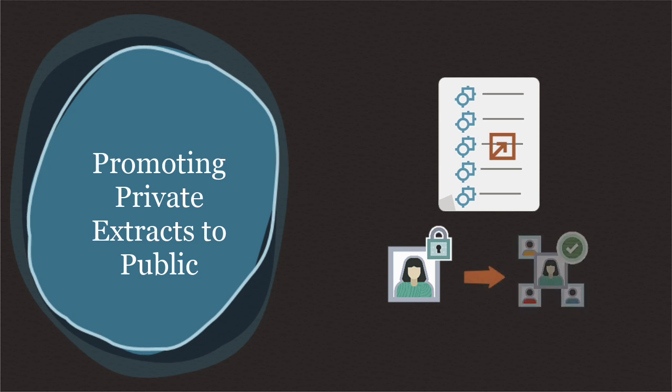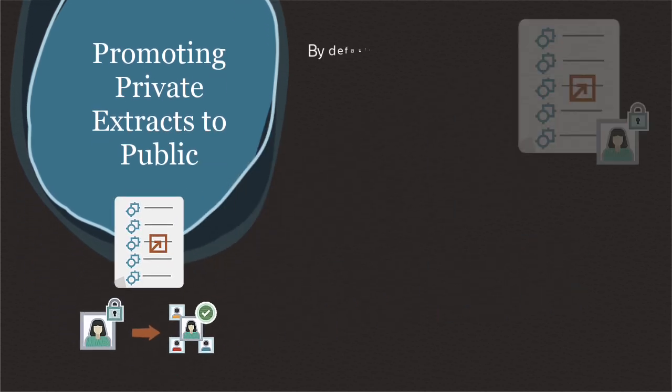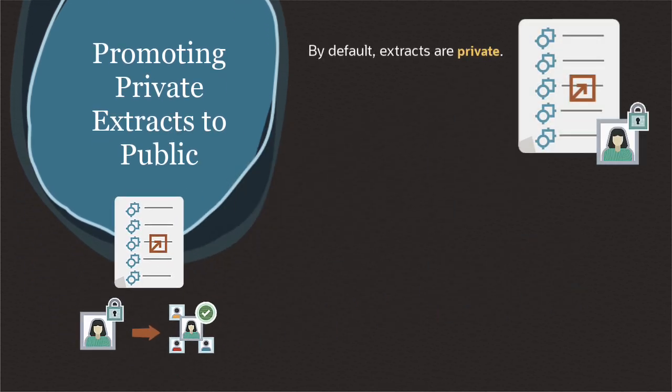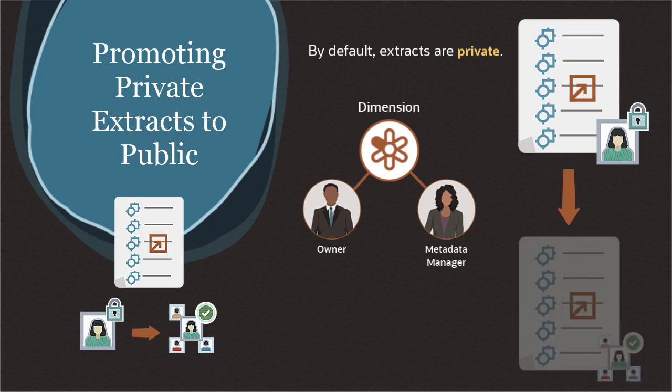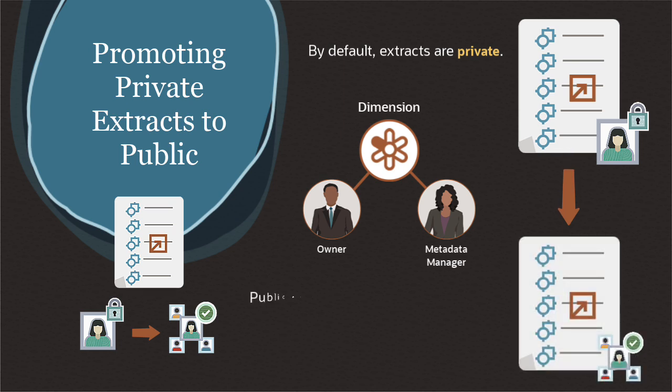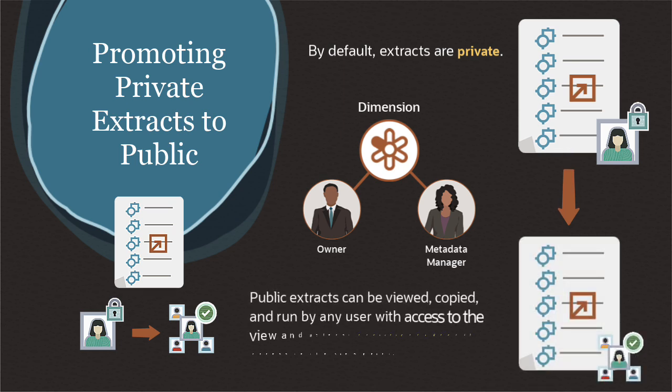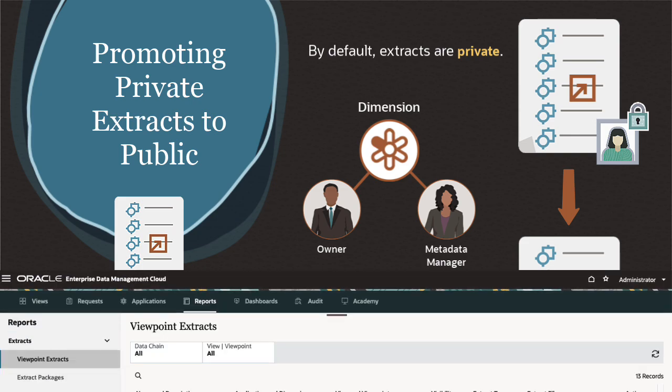Promoting private extracts to public. By default, extracts are private and only the creator can view or use them. Users with the owner or metadata manager permission on the extract dimension can promote private extracts to public use. Public extracts can be viewed, copied, and run by any user with access to the view and at least participant read access to the viewpoint.